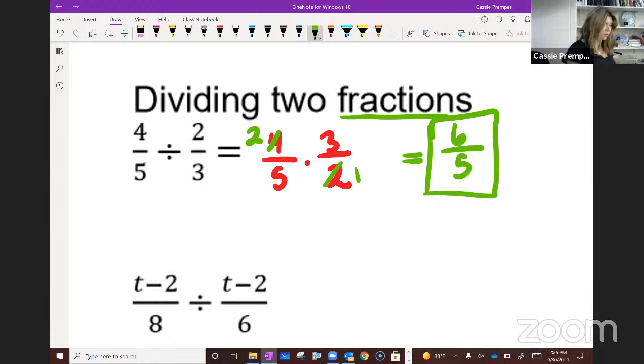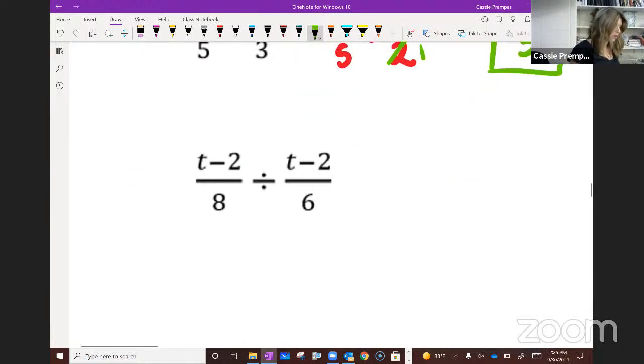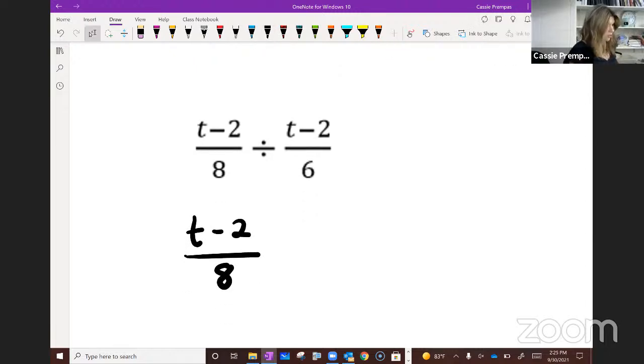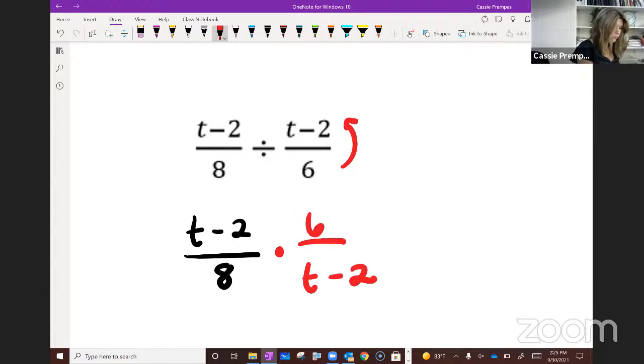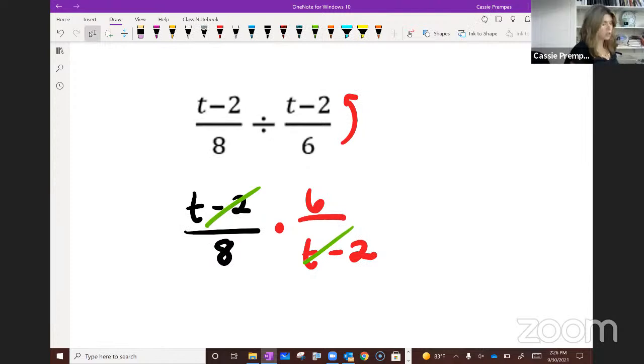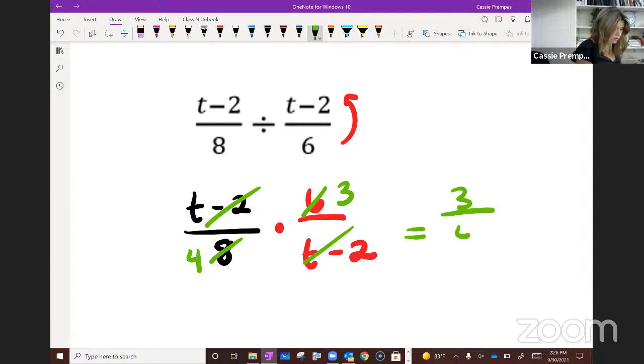All right, let's use that skill with polynomials. So looking at this next one here, we have t minus 2 over 8 divided by a second fraction. To simplify, we're going to keep the first one. Don't flip the first one. I've seen people do it and they get the wrong answer. Only flip the second one. So we're going to multiply by the reciprocal. So we have 6 over t minus 2. What can I reduce then? Good, t minus 2, t minus 2. And then what do 6 and 8 share? 2. Good. So 6 divided by 2 is 3. 8 divided by 2 is 4. So my answer becomes 3/4.